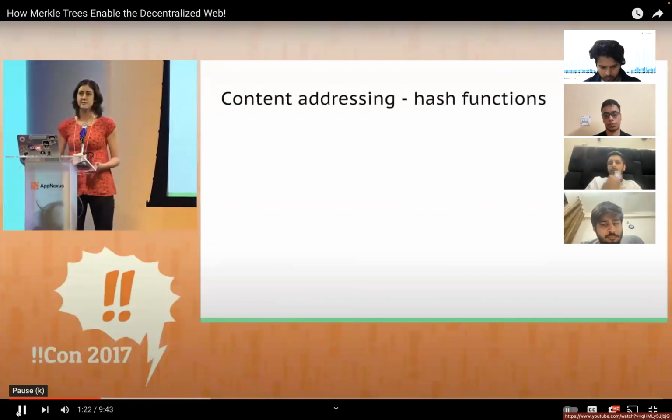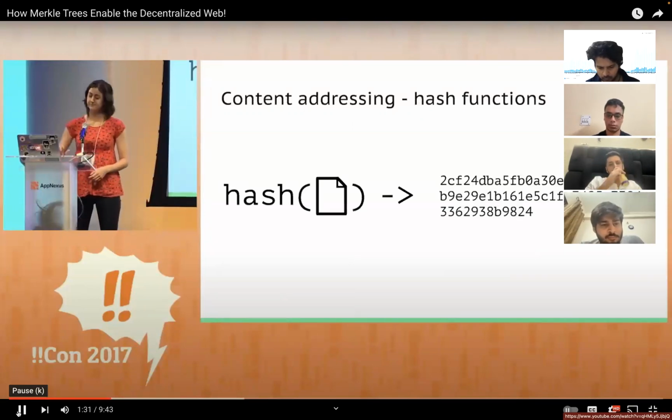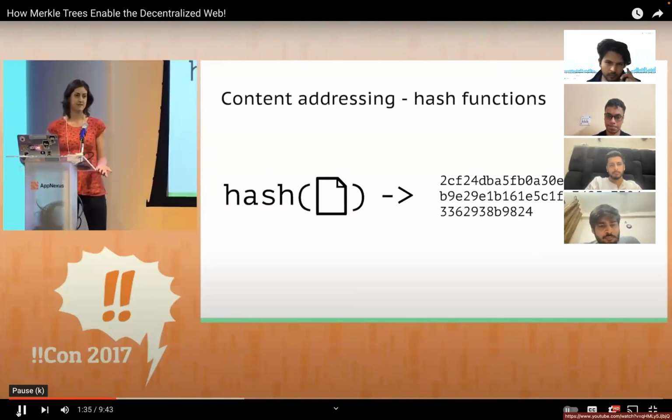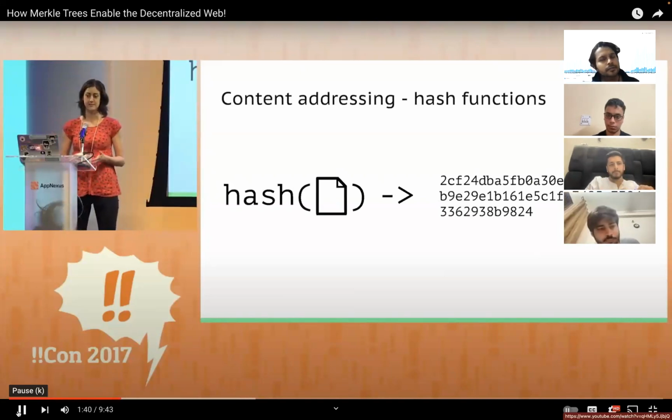Content addressing is pretty much what it sounds like. It's generating an address for a piece of content based on the content's value. And we do this with the cryptographic hash function. A hash function is a one-way function that takes an input, like a file, and generates a fixed length output, typically 32 bytes. And it's important to know that a well-designed hash function guarantees with extremely high probability that no two inputs are ever going to generate the same output. So a hash is a unique identifier for a piece of content.